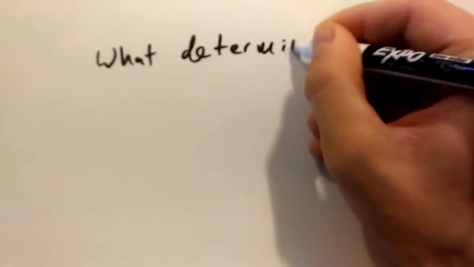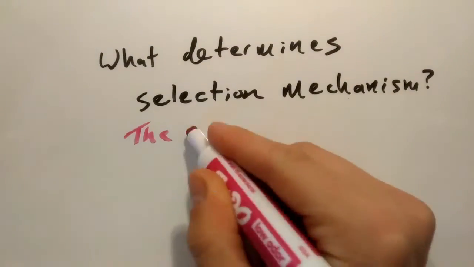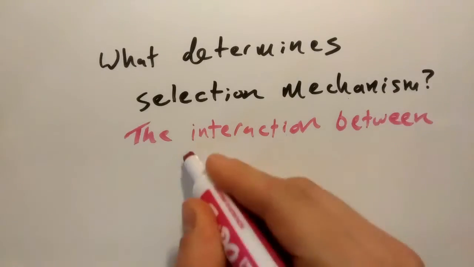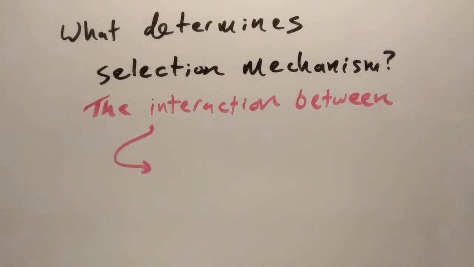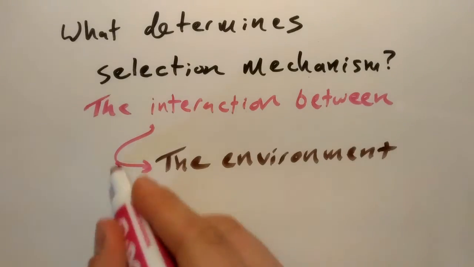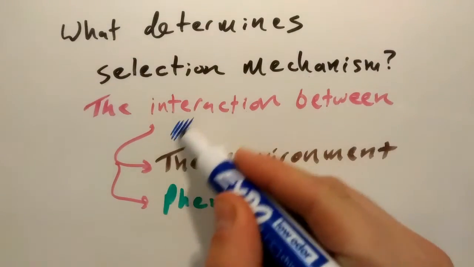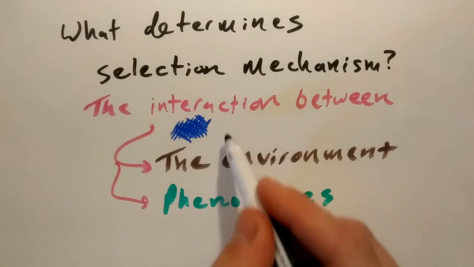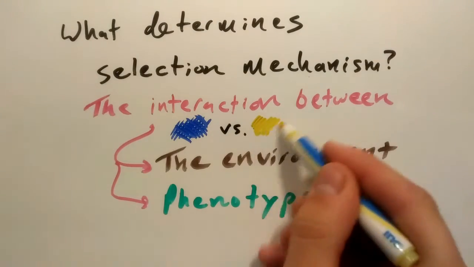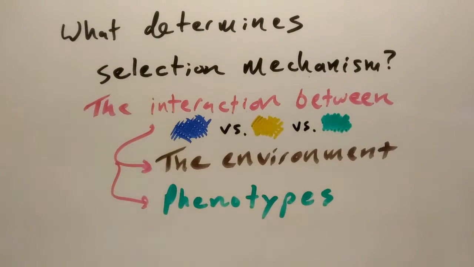So let's think of everything that we've observed here and try to come up with a sort of generalization about what determines the mechanism of selection. The environment must be involved. We know this because when we changed the environment, it changed the selection mechanism. Now we only looked at 3 different environments. We looked at blue, green, and mottled blue and yellow, but we could have thrown yellow in as a background as well.